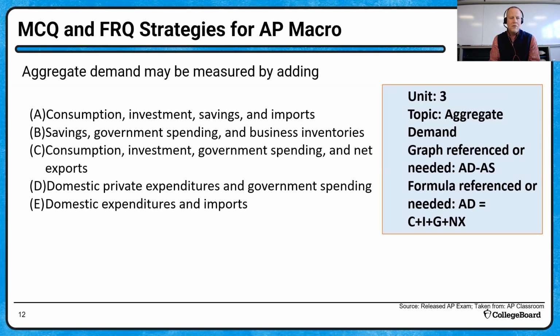Okay. When I've written down AD equals C plus I plus G plus NX, this becomes a gimme. There's really nothing to it. Is it consumption, investment, savings? No. Savings, government spending, and business inventories? No. Domestic private expenditures, government? No. Domestic expenditures, imports? No. There it is, option C, C, I, G, NX.